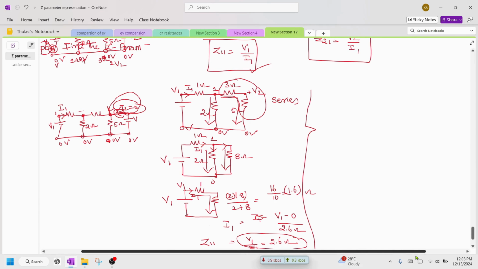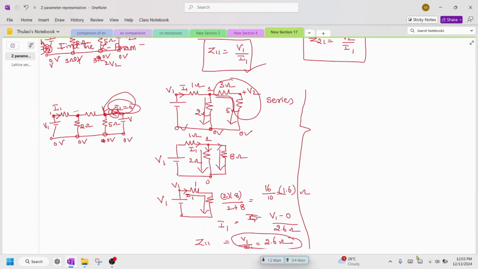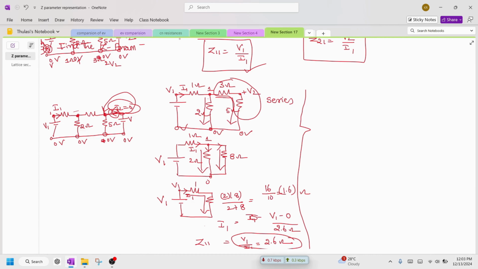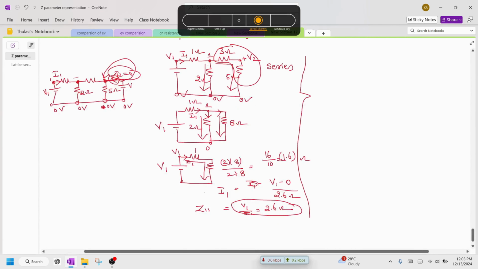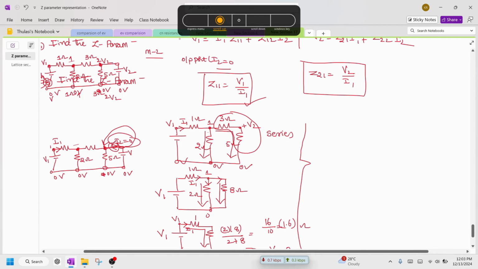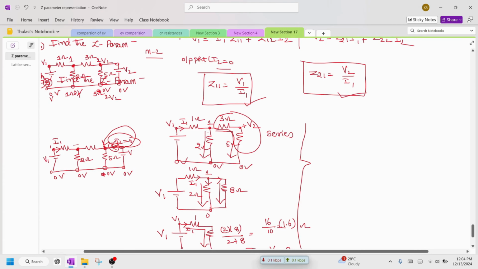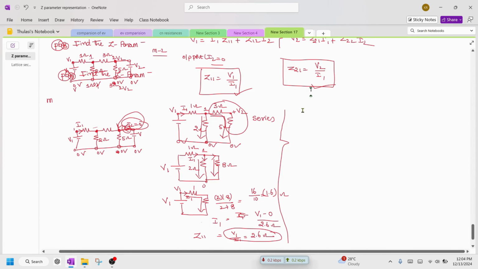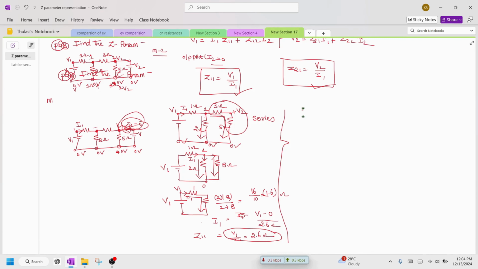Now let's try to solve the next step. The second step you need to find out is V2 by I1. So this is what we need to find out. How to find V2 by I1 is very simple to understand. We require the V2 by I1 ratio. I want to link these two parameters.